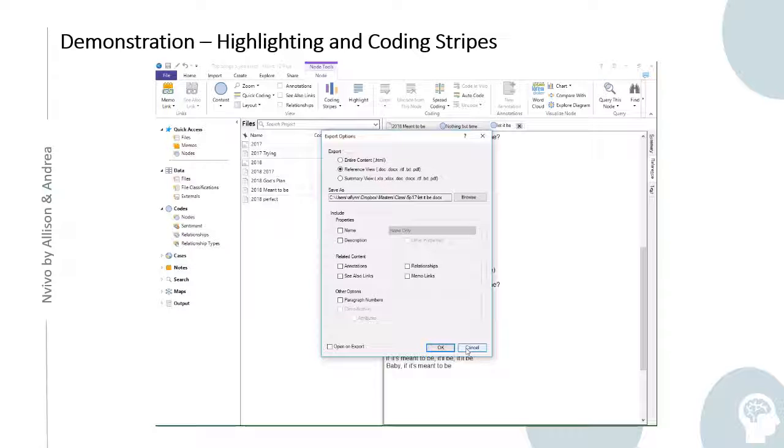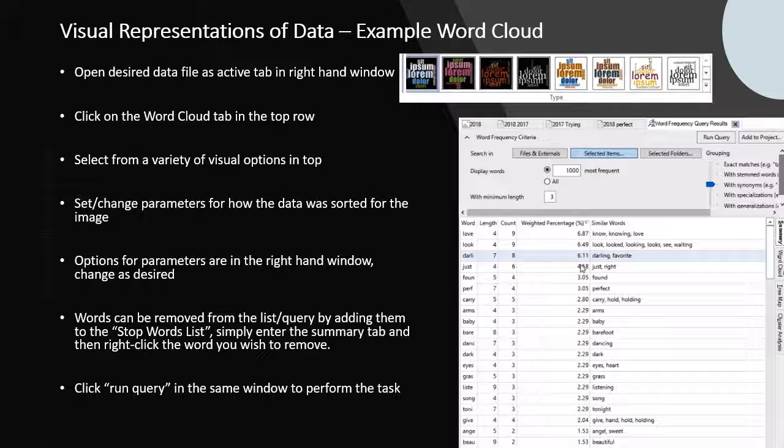And there's all different methods that you can use to export it depending on how you want to represent your data. So you can export it as a Word document or PDF. So we're going to show you how to represent the data in visual ways, such as the word cloud, because I think it's a really easy way to learn how to navigate the program.